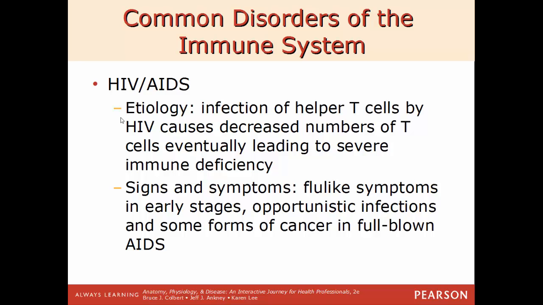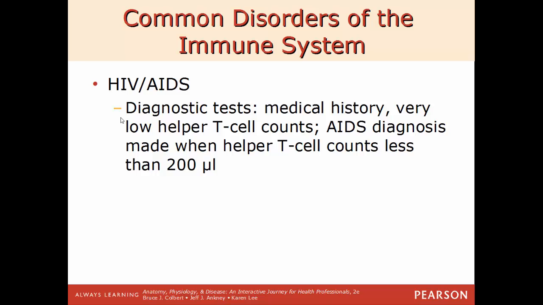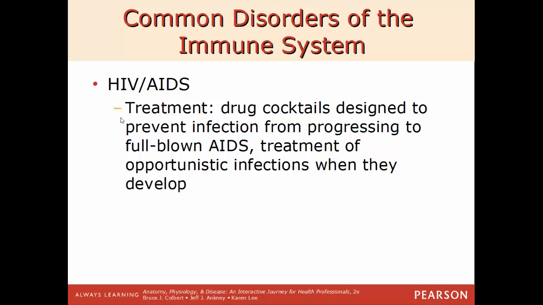Signs and symptoms: flu-like symptoms in the very early stages, and then opportunistic infections and some forms of cancer when you get to the full-blown AIDS stage. Diagnostic test: medical history, having a very low helper T cell count. The AIDS diagnosis is made when your T cell counts become less than 200 per microliter. Treatments: a series of complex drug cocktails that are designed to prevent infection from progressing to the full-blown AIDS stage, and the treatment of opportunistic infections as they develop.